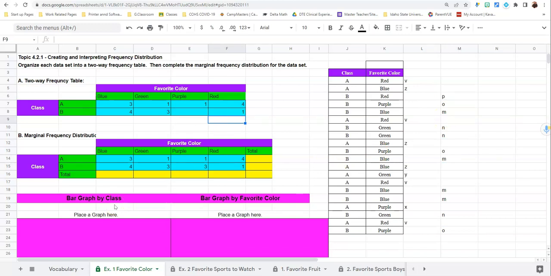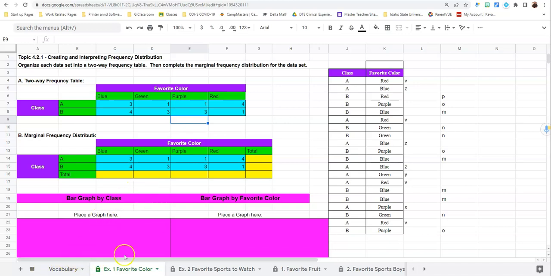Okay, so hopefully, purple was three. So hopefully you got four blue, three green, three purple, and three red in row B. So that's how you make a two-way frequency table.